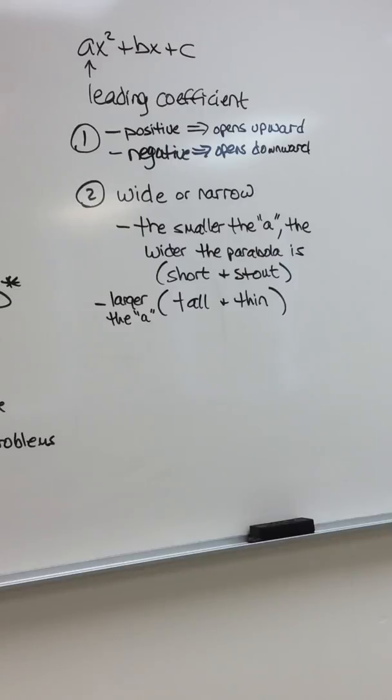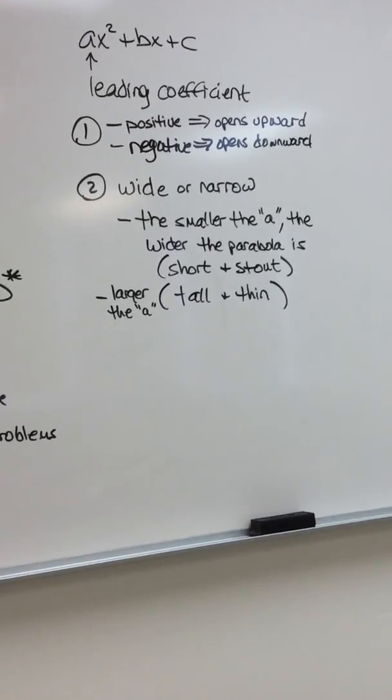You'll be asked to compare parabolas and tell whether it's going to be wider or more narrow than another parabola. The way to remember this is the smaller the a, the smaller the leading coefficient, the wider the parabola is. So I think of it as short and stout or tall and thin. If the a is a large number, it's going to be pretty tall. It's going to be pretty thin and narrow. If the a is a small number, it's going to be kind of short and a little stout, a little bit wider. Let's look at a few examples.